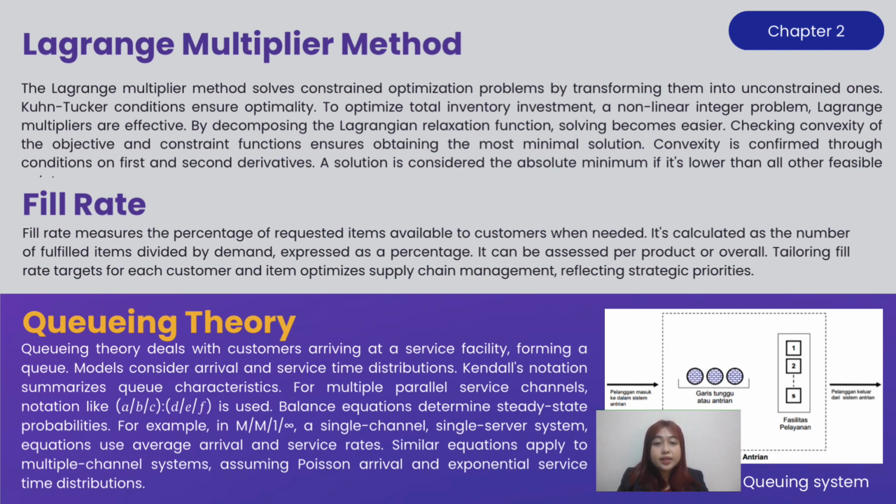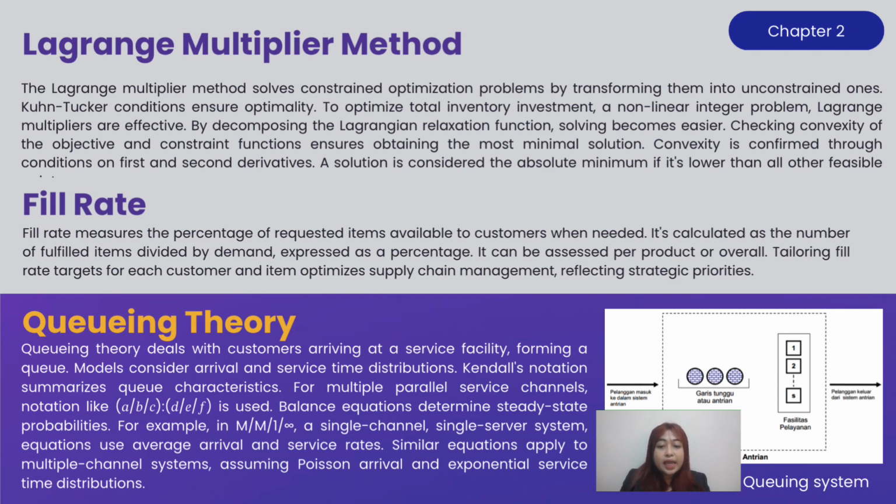A solution is considered the absolute minimum. It is lower than all the feasible points. And next we have fill rate. Fill rate measures the percentage of requested items available to customers when needed. It's calculated as the number of fulfilled items divided by demand, expressed as a percentage. It can be assessed per product or overall. Tailoring the fill rate target for each customer and item optimizes supply chain management, reflecting strategic priorities.